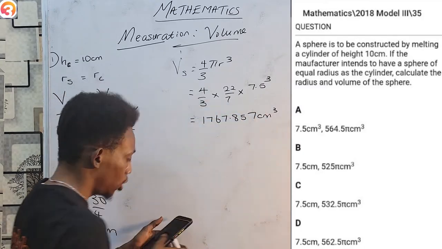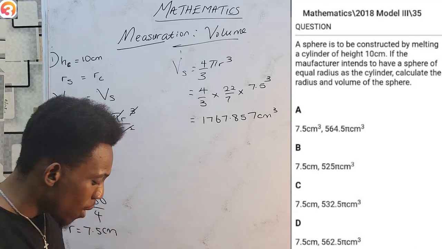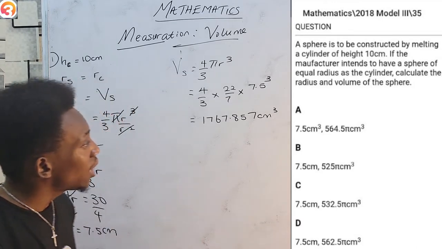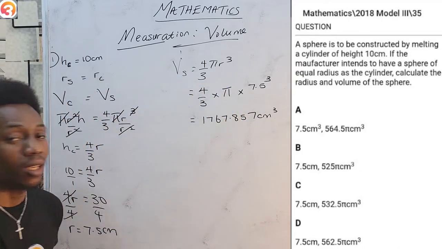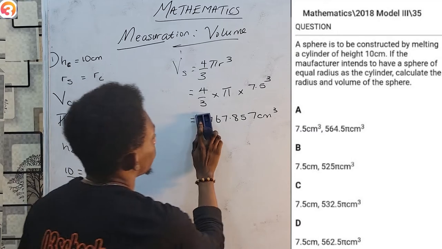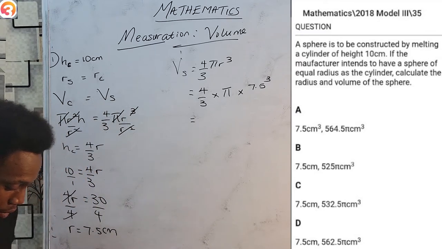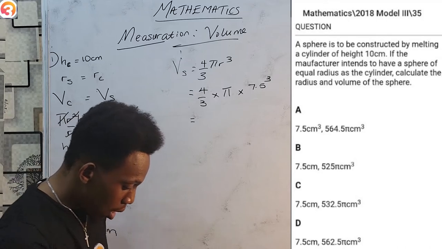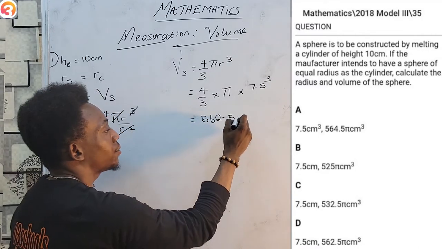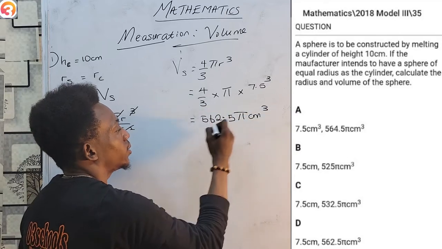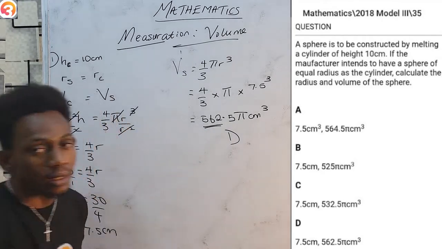1767.857 centimeters cubed. However, when I solved this, I realized this is not in my options. So I took a look at my options clearly and realized all my options are actually in terms of pi. That means they did not use 22 over 7 in their solving. Instead, they just left it as pi. So there's no reason for me to put in the actual value of pi. I should be solving without pi. If I correct it in my calculator, my answer will be 562.5 pi centimeters cubed. And looking at my O3SCHOOLS JAMB app, yes, that is option D.